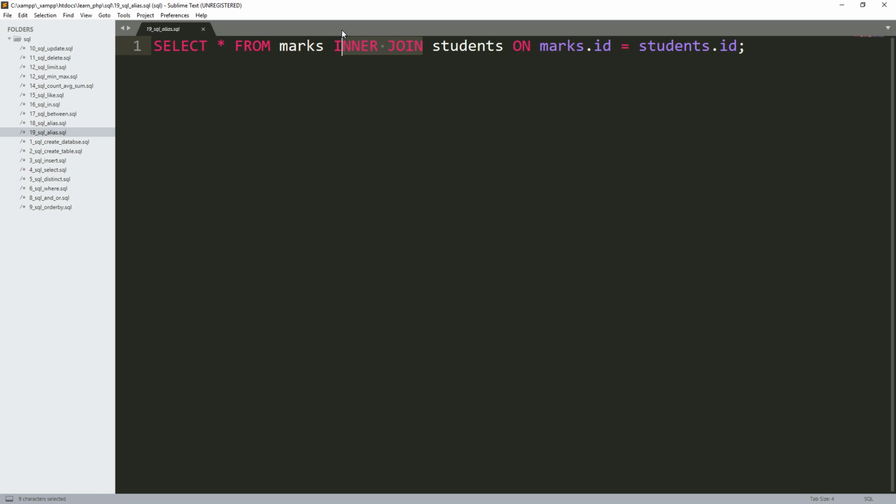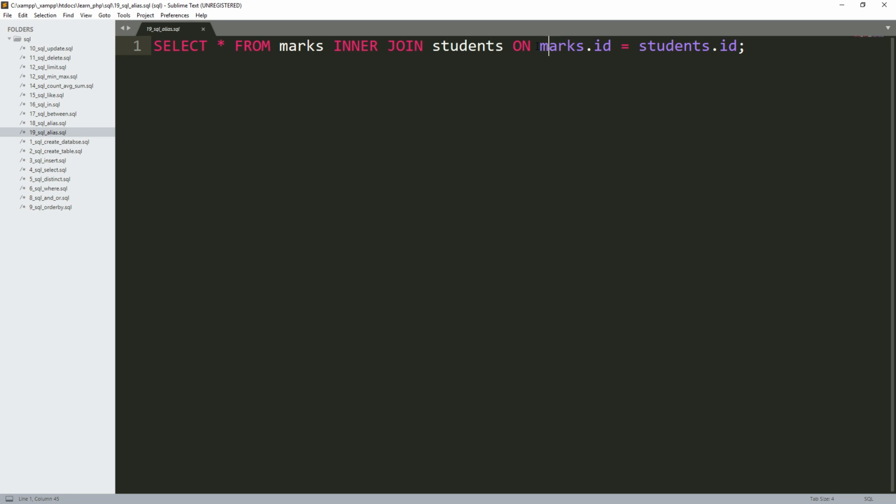From a different table, and all the rows should be included. Inner join students. Then, to identify the marks of this particular student, you should use this particular ID. For example, here marks.id means an ID in the marks table, and students.id means an ID in the students table.